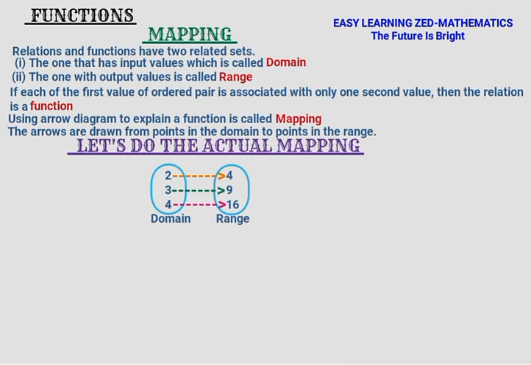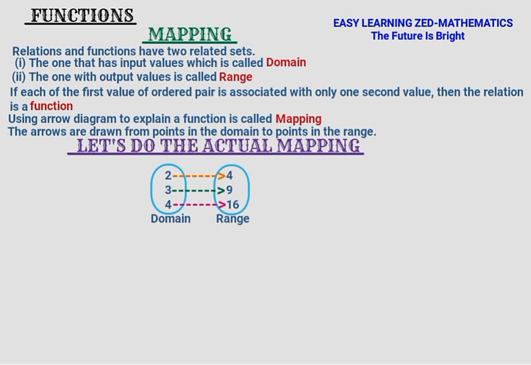The domain are inputs, so these are the numbers, then the range are output. So if we put 2 and then get 4, what have we done to 2 for us to get 4? If we put 3 and then we get 9, what have we done to 3 to get 9? If we put 4 and get 16, what have we done to 4 to get 16? So here we're trying to find the rule.